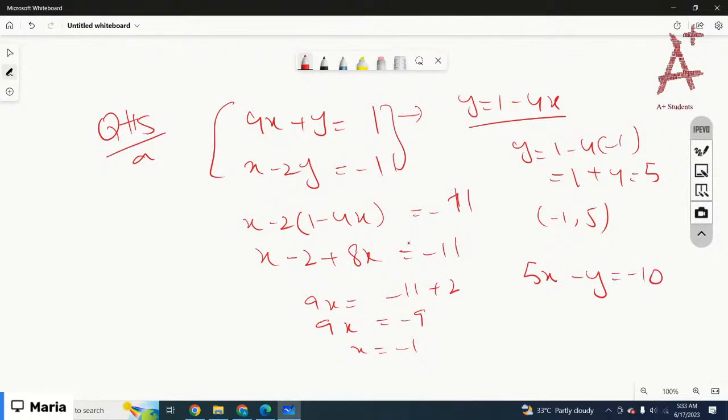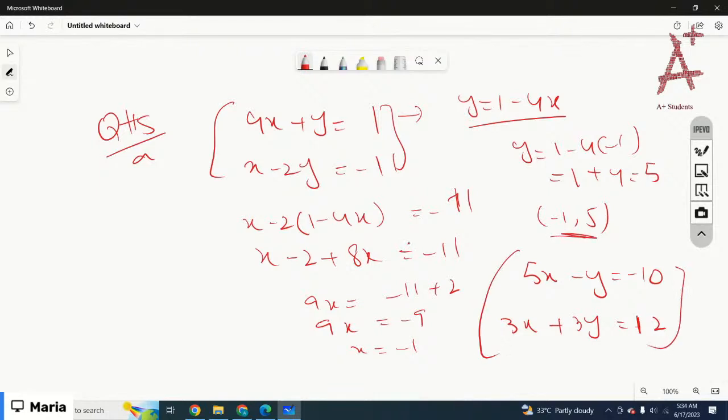Now just subtract both the equations. So 4 minus x is 3x, and plus y and plus 2y is plus 3y, and that equals 12. Got it?